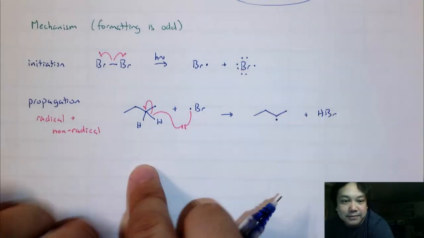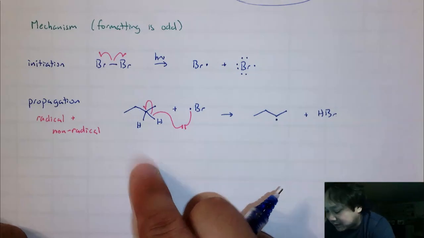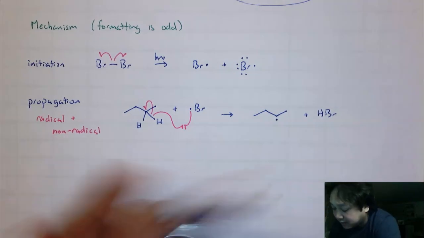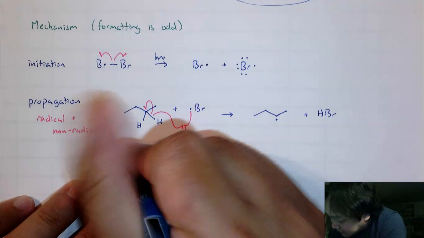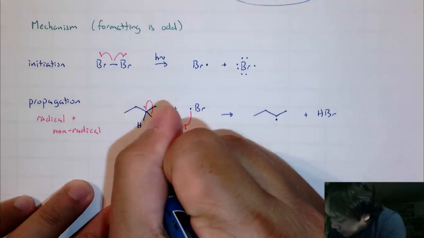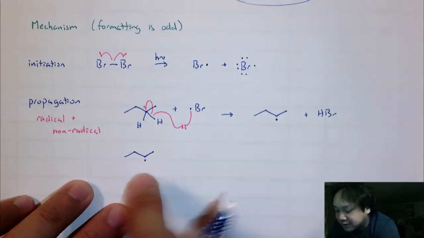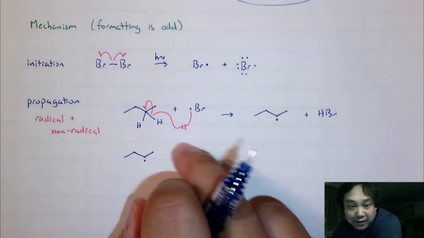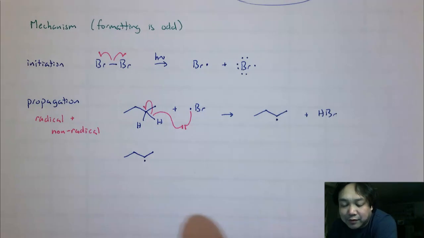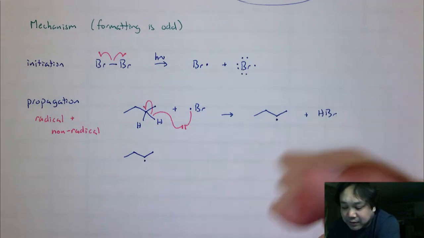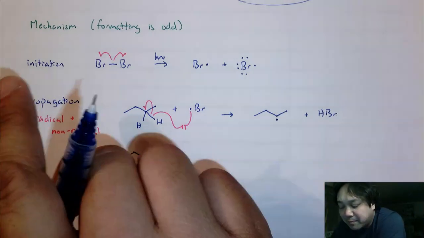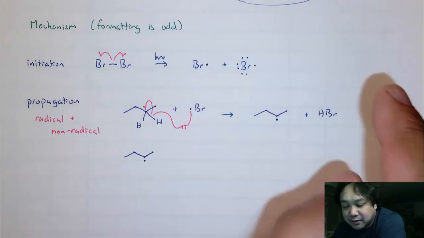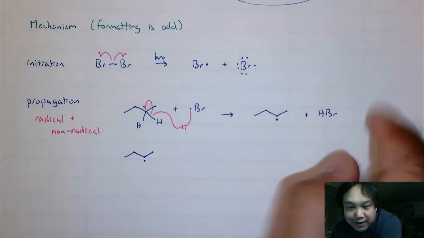For this mechanism, there are two propagation steps. Again, radical plus non-radical. And you notice that I'm redrawing the product now as the reactant. So again, the mechanism is each step has its own line, whereas for the alkene mechanisms, we typically just draw a pathway that snakes to the right and then to the left.